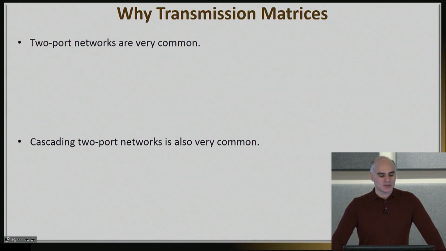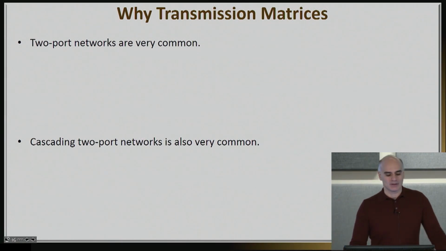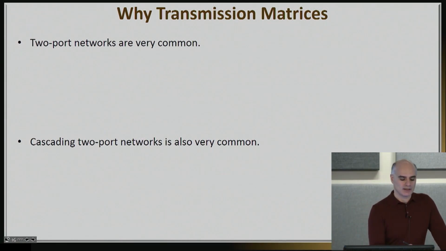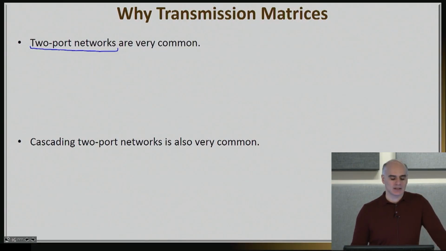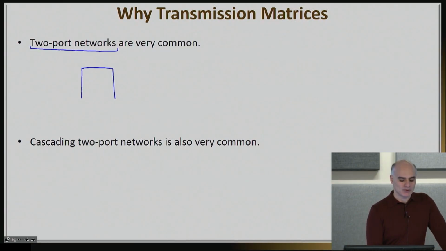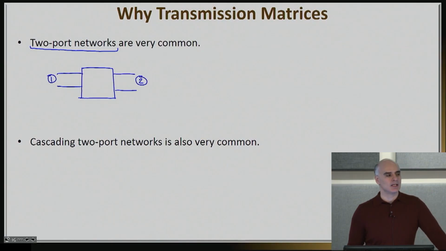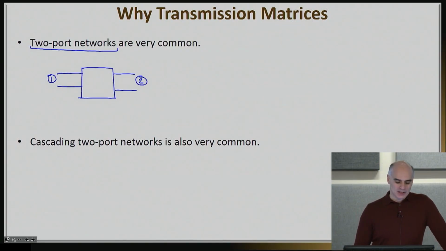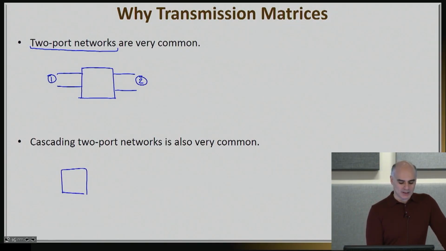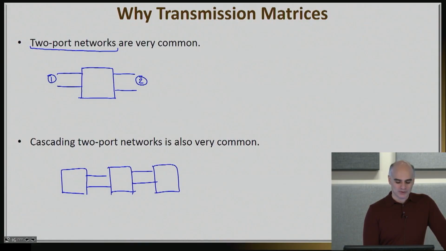So why is a transmission matrix quite useful? The first and most interesting part of this discussion is that a lot of the networks that we use are simply two-port networks. And there are specific matrices like the ABCD that treat two-port networks very nicely. The second reason is that most of our systems are essentially nothing else than a cascade of individual two-port modules.